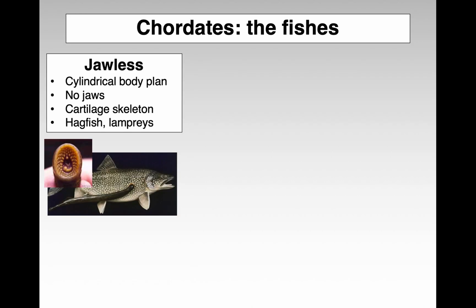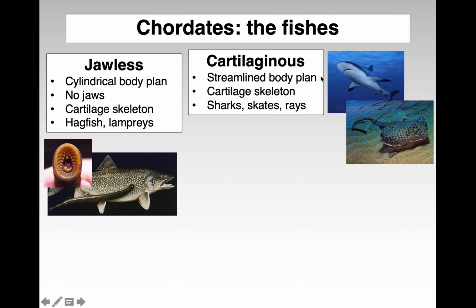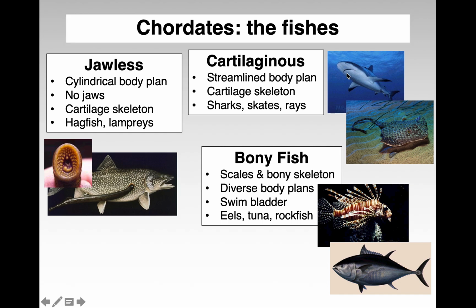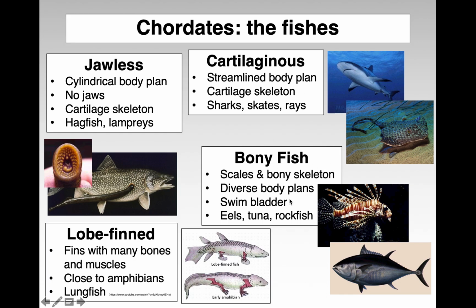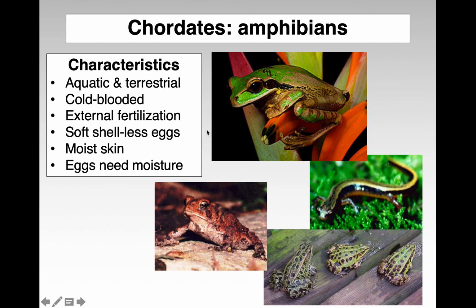Then we have a lot of the fishes. We have jawless fish, we have cartilaginous fish, and then we have the bony fish. The bony fish are the fish that we always think of as just the normal fish. Then we have this very interesting transitional organism, which really shows the transition from water to land. These are the lobe-finned fish. They have fins with many bones and muscles, which they can actually move around, very similar to the very first land organisms, which are the amphibians.